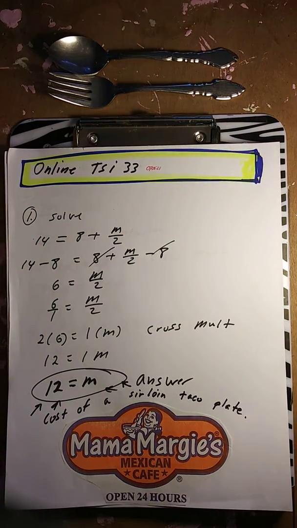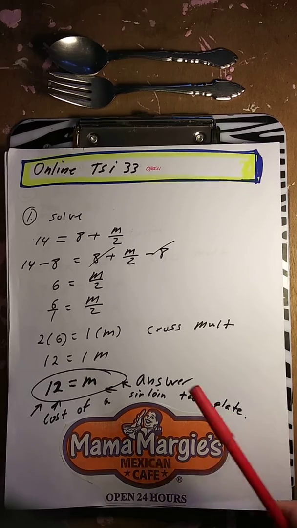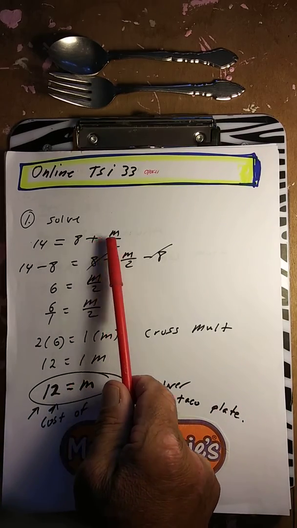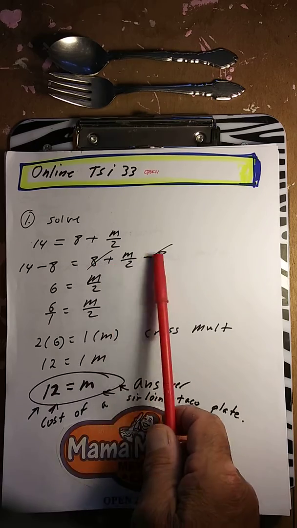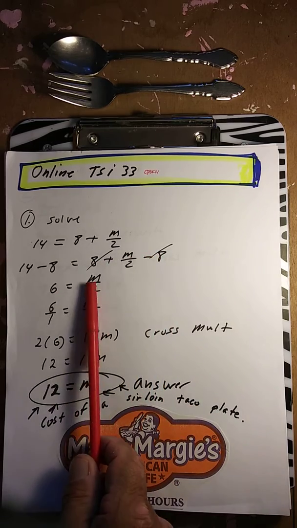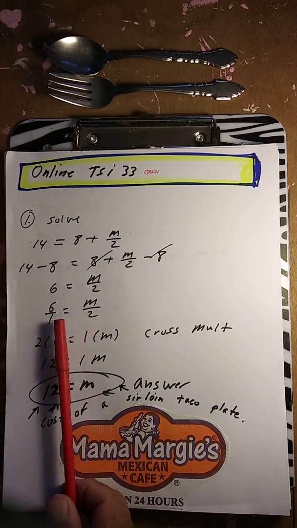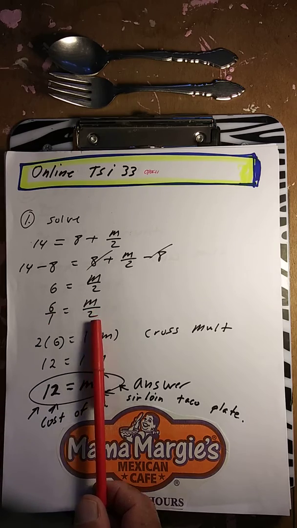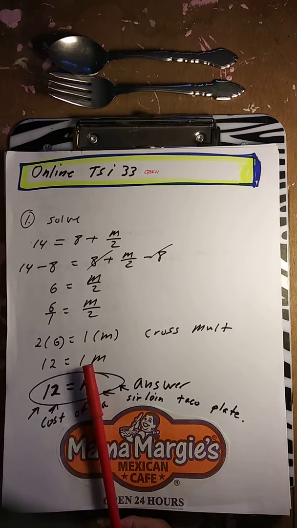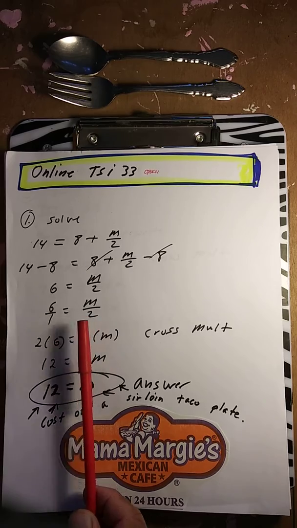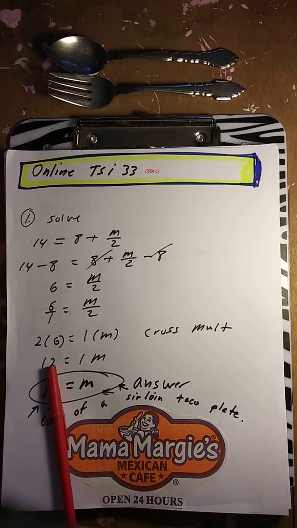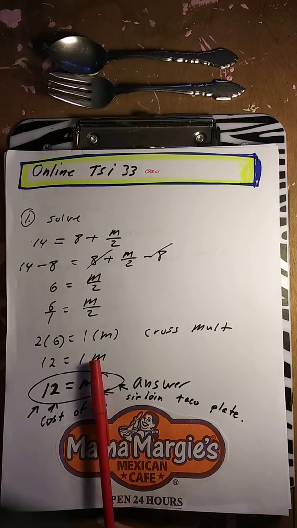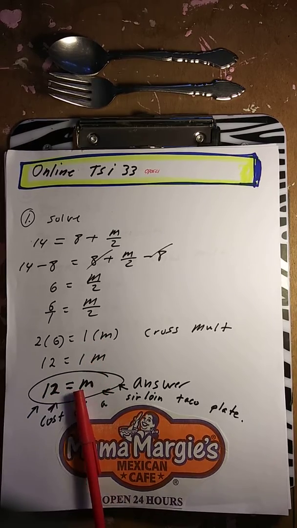Ready? Alright, so solve 14 equals 8 plus m over 2. First thing I'm going to do is subtract 8 from both sides, these are gone. So you have 6 equals m over 2. Rewrite this as 6 over 1 equals m over 2. Now we're going to cross multiply this. So 2 times 6 and 1 times m. That's going to be 12, and 1 times m is 1m, or 12 equals m.